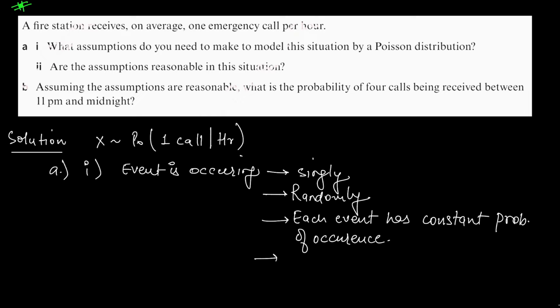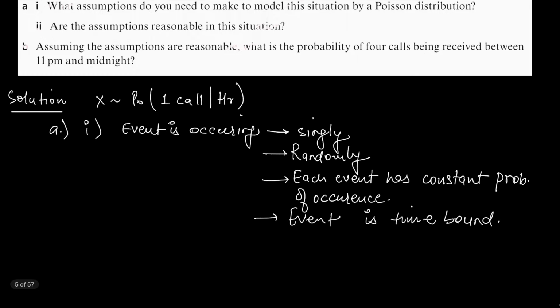And the last one, that is the event is time bound. So all the four conditions are fulfilled by this particular case. So we can say that yes, the given event follows Poisson distribution with the following assumptions which they have taken into consideration. See, are the assumptions reasonable in this situation?